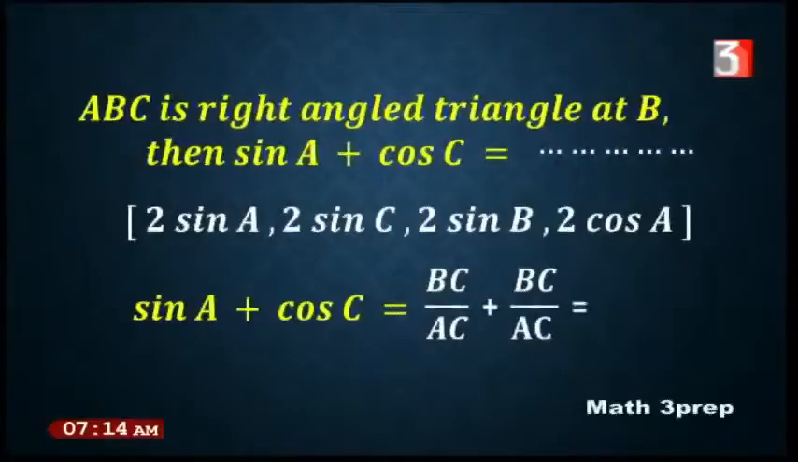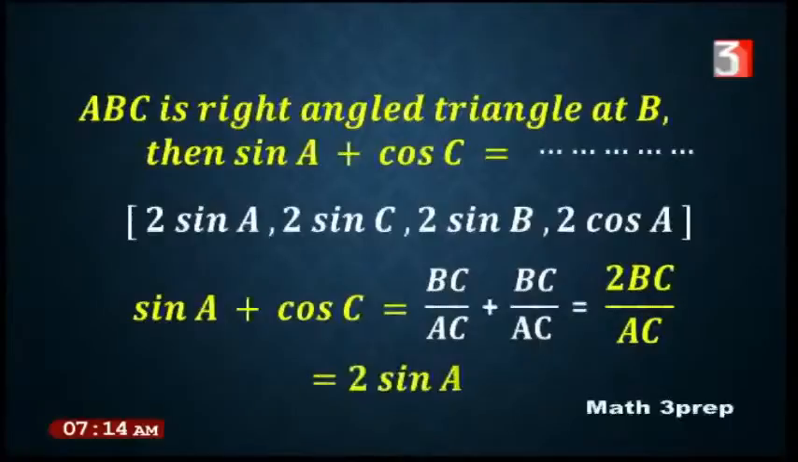What about cosine C? Adjacent over hypotenuse, so it is BC over AC. You have the same denominator, so you can add easily the numerators, which give BC plus BC equals double BC over AC, which gives a result of double sine A, which is the first choice. Let us have another example.